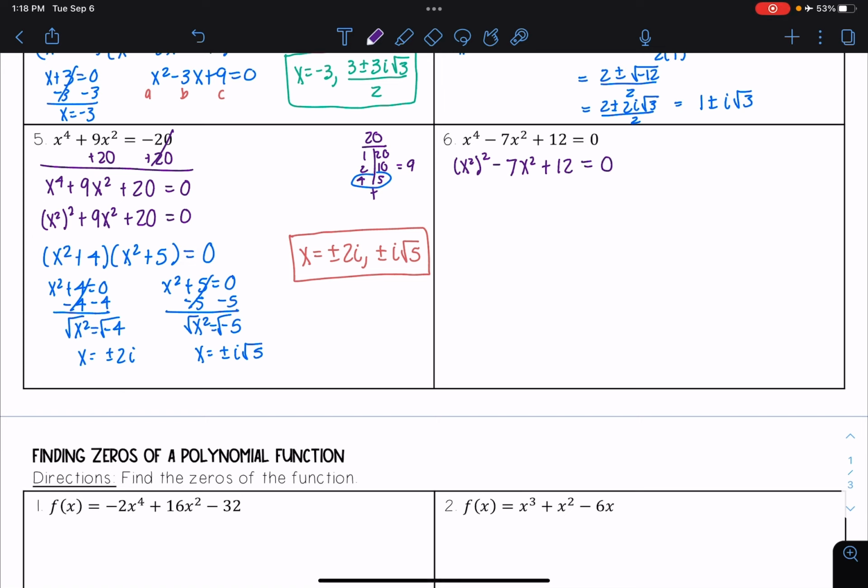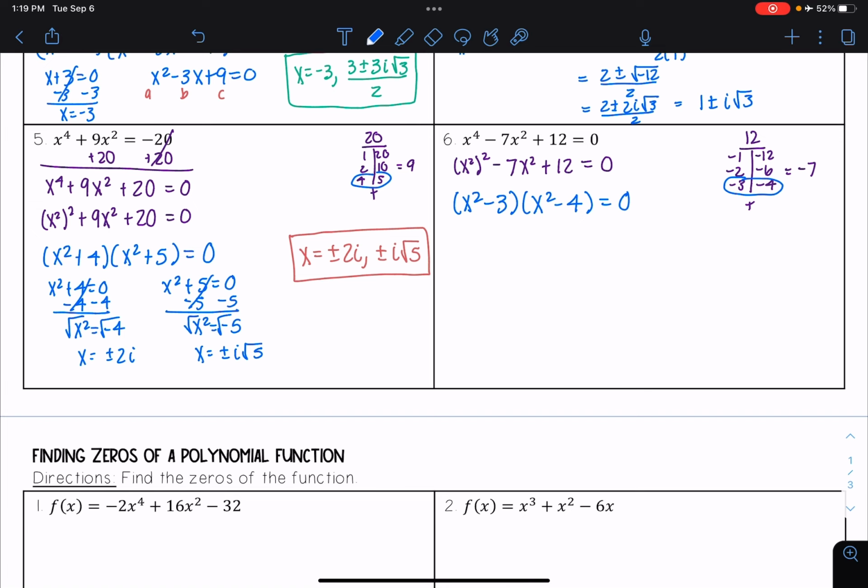So now I'm looking for two numbers that multiply to 12 and add to equal negative 7. And I see the two numbers that complete those requirements are going to be negative 3 and negative 4. So this becomes x squared minus 3 times x squared minus 4 is equal to 0.